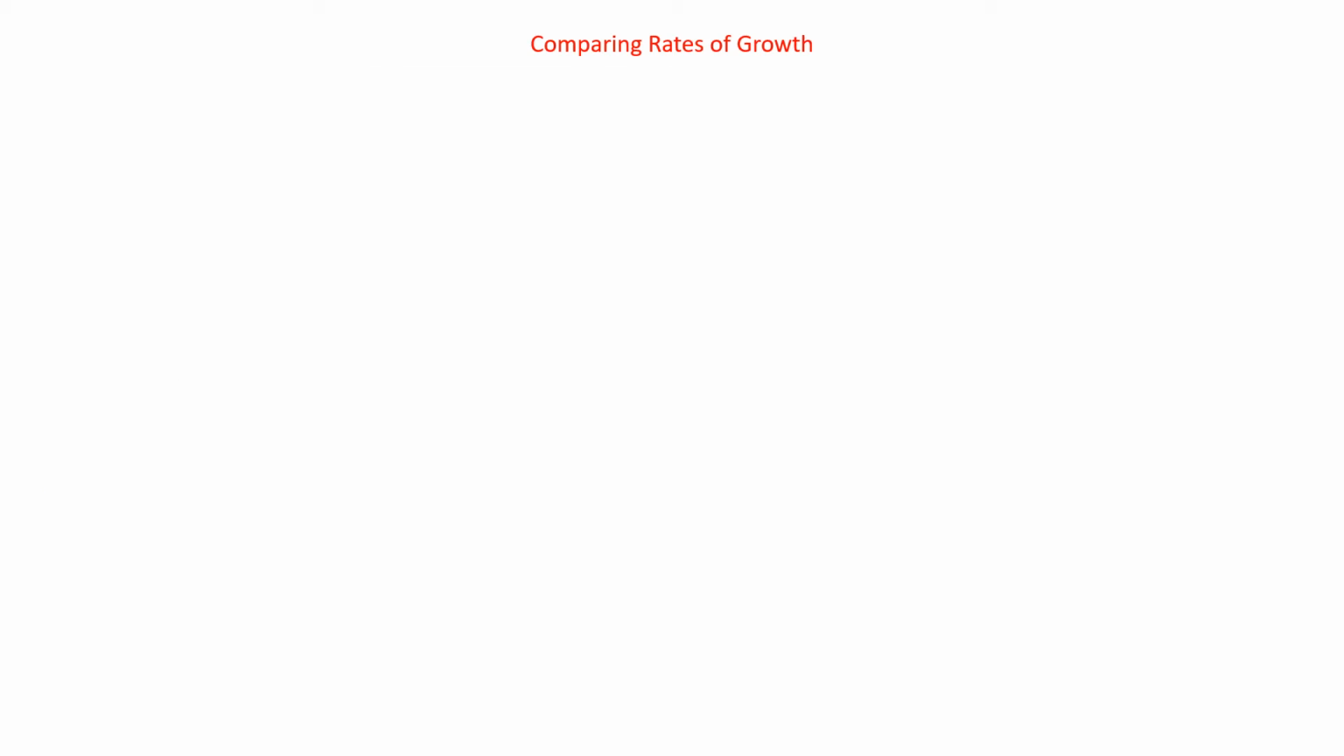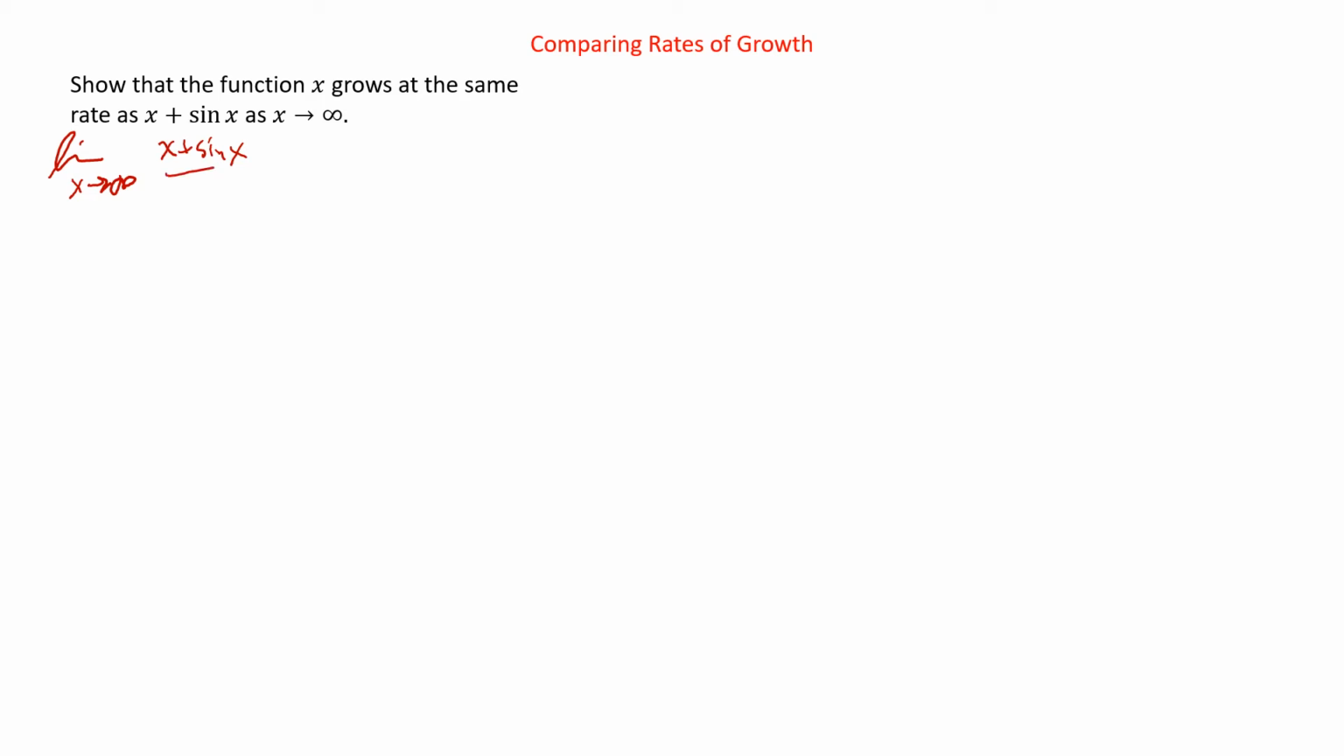So let's do a couple more examples here. Show the function x grows at the same rate as x plus sine x as x goes to infinity. So we're going to take the limit as x goes to infinity. Again, this is what we're doing. There's not a lot of variation here in what we're doing, but how we find the limits can change, because we're going to have x plus sine x over x.